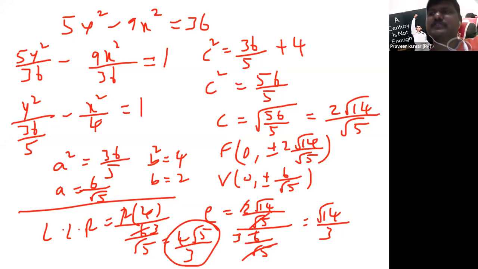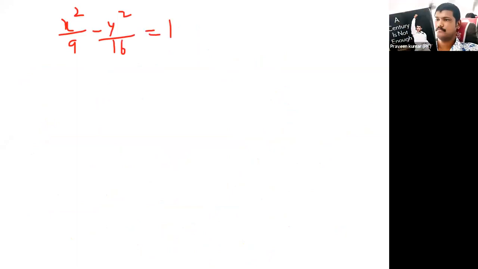x square by 9 minus y square by 16. In this model, last question. x square by 9 minus y square by 16 is equal to 1. Fast.